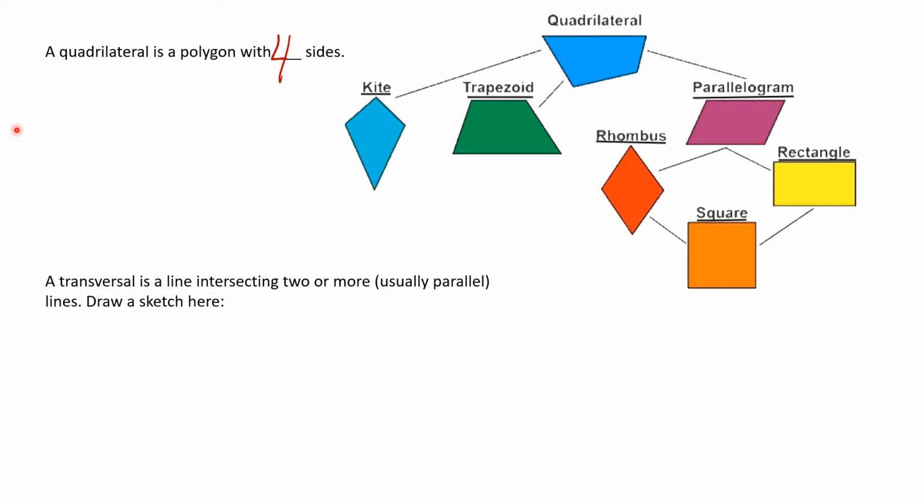Another definition is a transversal. That's a line intersecting 2 or more, usually parallel, lines. So here's a sketch. Here's one line. Now I'm going to draw another line that's parallel. The way that we indicate that lines are parallel is with little arrows on them like this. Sometimes it'll be a single or sometimes a double, but that means they're parallel if you see those matching symbols.